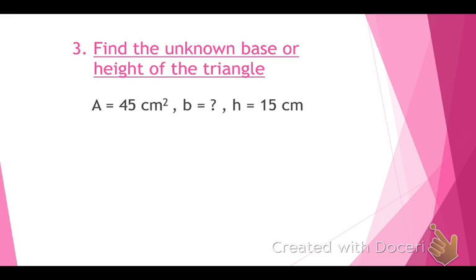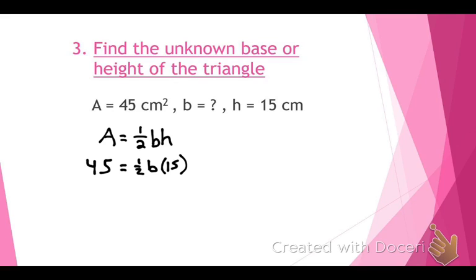This one says to find the unknown base or height of the triangle. So, Kyla, what formula am I going to use? A equals 1/2 times B times H. Excellent job. We see here that we're dealing with an area and we know the shape is a triangle. So she found the formula that's for area of a triangle. Now we're just going to plug in the things that we know. Jaden, tell me what to do. You plug in the 45 for A. Very good job, okay? Because we don't know the base, we just keep it as B.